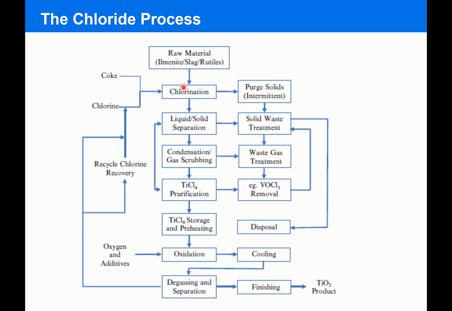This is a flow chart that summarizes the chloride process, starting from the raw material, which goes through a chlorination step by mixing with coke and chlorine to produce titanium tetrachloride and other chloride impurities that can be removed through a condensation step. And the titanium tetrachloride stream is oxidized with oxygen along with additives to control the phase obtained, forming the solid titanium oxide that can be cooled, degassed, and separated, and then finished to the right size in the product.